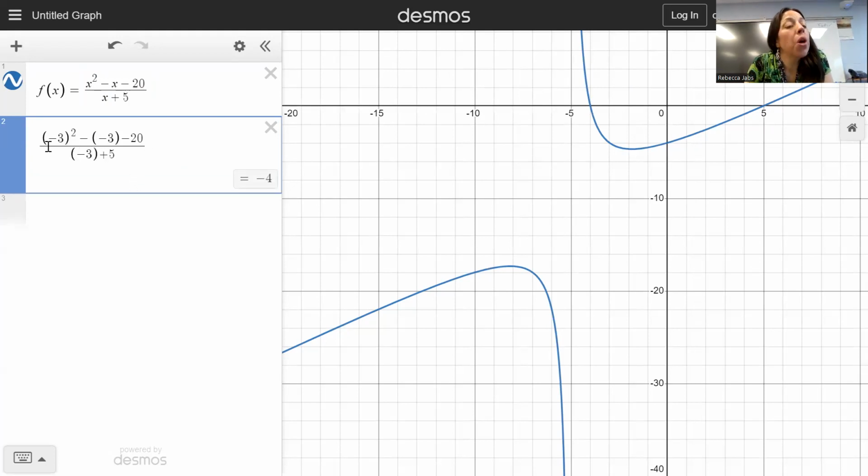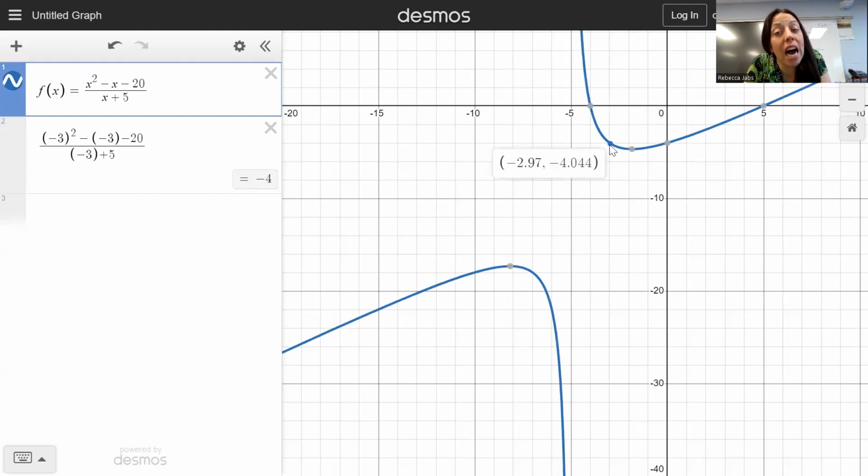Oh, look at that. When I plugged in -3, I got -4. And if we look at the graph over here again, it is not discontinuous at -3 because I have that solid dot. So since it's not discontinuous, I can plug in -3.